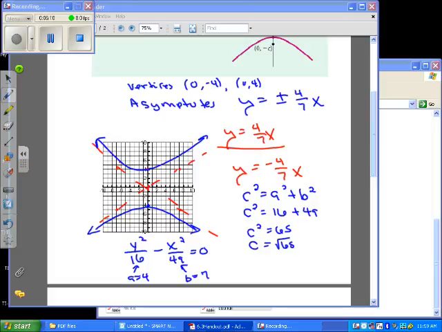So my foci, even though they didn't ask for it, I'm going to go ahead and write down on here. It's going to be (0, negative square root of 65) and (0, positive square root of 65). Square root of 65, by the way, is approximately 8.06. So I can include that in my graph if I want to. That concludes this worksheet.